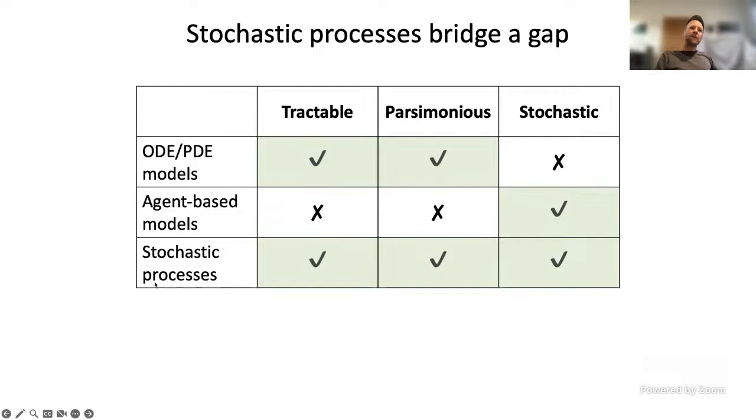So the nice thing about stochastic processes is they tick all these boxes. They can be tractable, parsimonious, and stochastic. And so I think they give you the best of all worlds. And what you'll see is that we are not just relying on stochastic processes. You can construct a stochastic process, and then look at its deterministic ODE counterpart, and at the agent-based model we can use to test the validity of our predictions. So you can actually take all three approaches and get the best of all worlds.